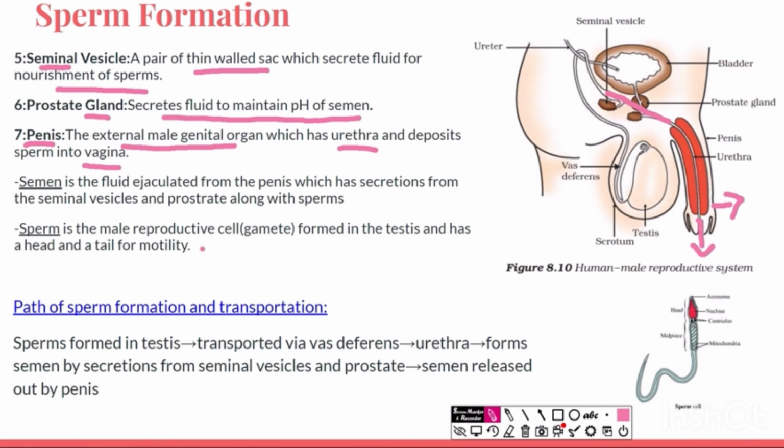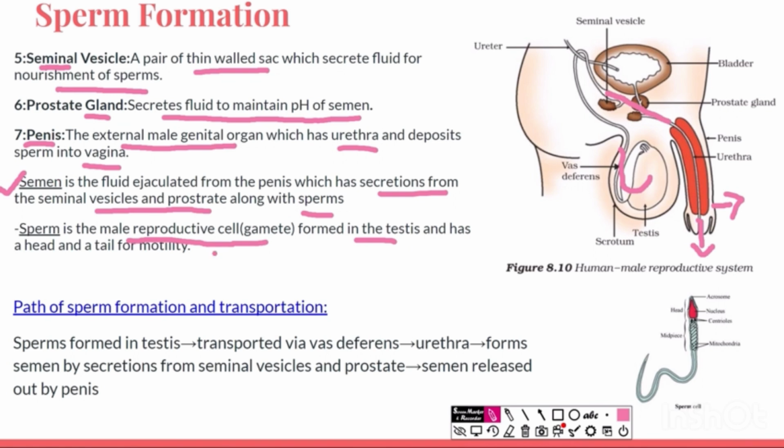Then what is semen and what is sperm? Starting with the sperm, sperm is the male reproductive cell or the gamete which is formed by the testes, as we have seen, and it is then transported. So the sperm is formed here in the testes, then it is transported through the vas deferens and then it enters the urethra. Then into the urethra, the seminal vesicle and the prostate gland release their secretions, and then the semen is formed. Semen is the secretions from the seminal vesicles and from the prostate along with sperm. So all the secretions along with sperm combined are called the semen.